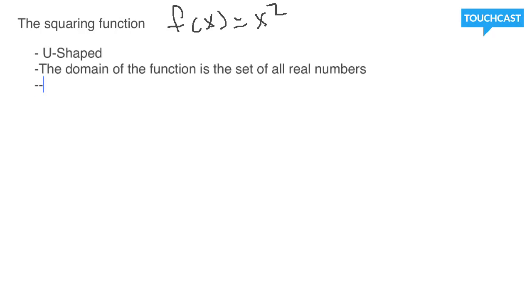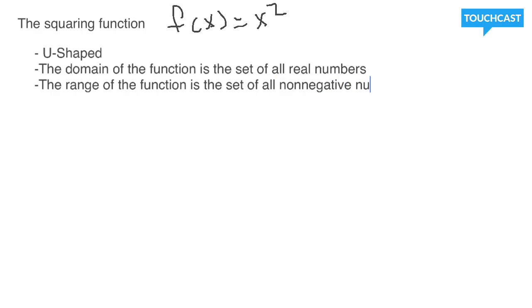The range is the other thing we're going to talk about. And the range of a function, as a reminder, is all the y values that are found when we put x into the function. So in this case, the range of the function is the set of all non-negative numbers. Because any value we plug in for x, we will square it, and a negative number squared is positive.